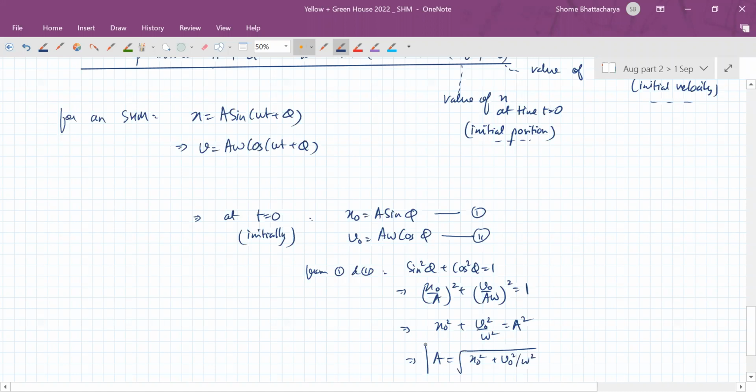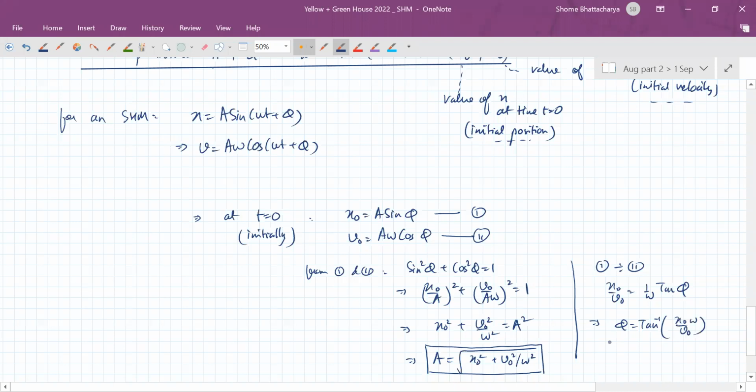Okay. And likewise, to get the phase constant, we can just divide the equations. If we do equation 1 divided by equation 2, we will get x0 by v0 on this side is 1 by omega tan phi. So what we can say is that phi is tan inverse of x0 by v0 into omega. So there is this kind of relationship between them.